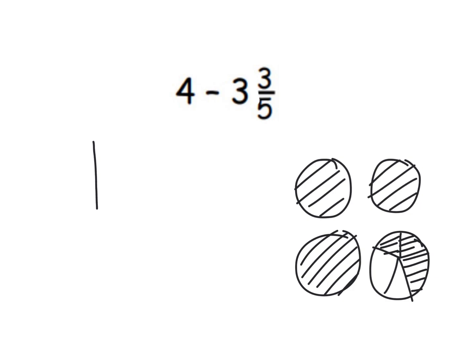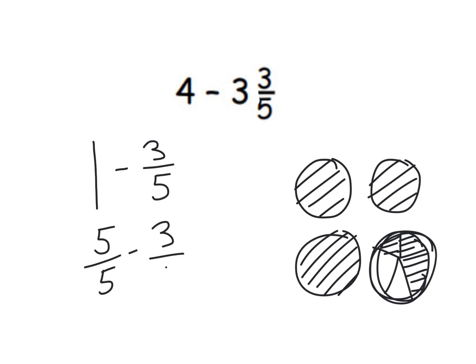And then that left me with that 1 full cake, remember? Then I took away 3/5 from that. And what I did is I turned that full cake into fifths. So I made that full cake 5/5, take away 3/5, which left me with 2/5.